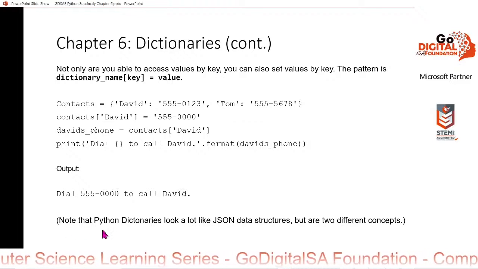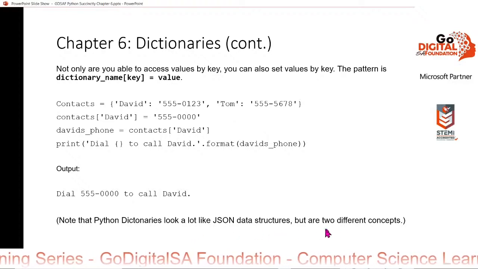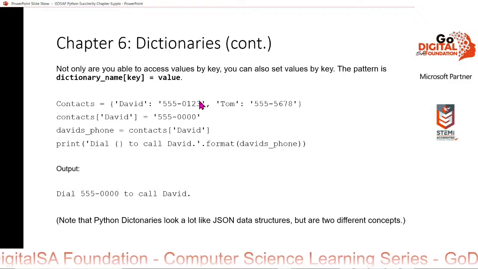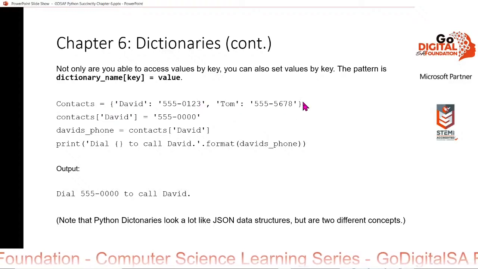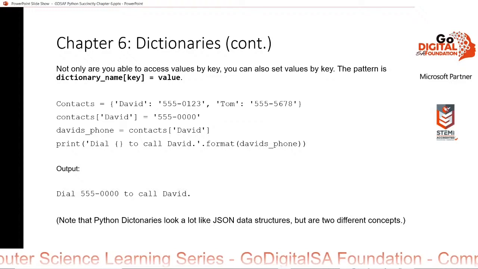Okay, and just note that Python dictionaries look a lot like JSON data structures, but are two different concepts. So this looks a little bit like a JSON data structure, but it is actually a Python dictionary.